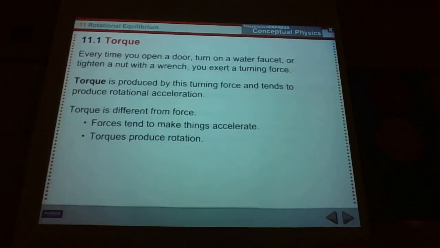Now, a torque is produced by turning force and tends to produce a rotational acceleration. It's slightly different from forces because forces make things accelerate, whereas torques produce rotation.